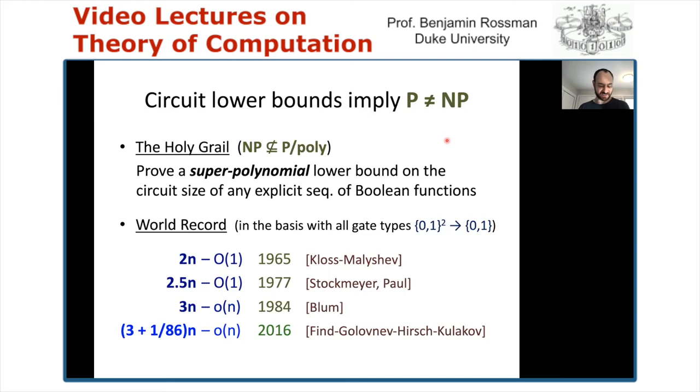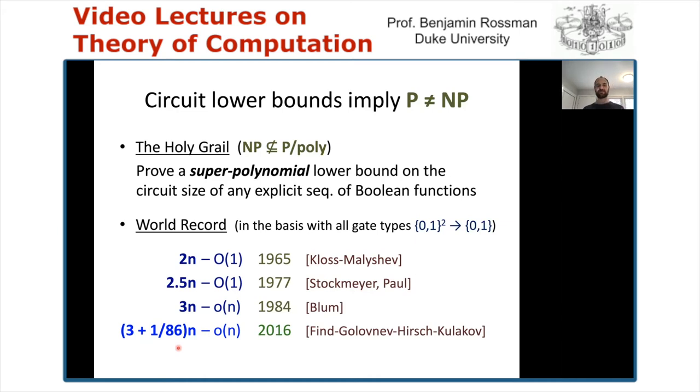People have also considered circuits in the so-called full binary basis. So if we allow all binary Boolean functions as gates in a circuit, this is a more powerful model than just Boolean circuits. So the lower bounds are even weaker. And as you can see, progress is similarly slow. There was recently, in fact, a breakthrough improving the longstanding 3n lower bound to 3 plus 1 over 86. But I think this well illustrates the challenge of proving circuit lower bounds.